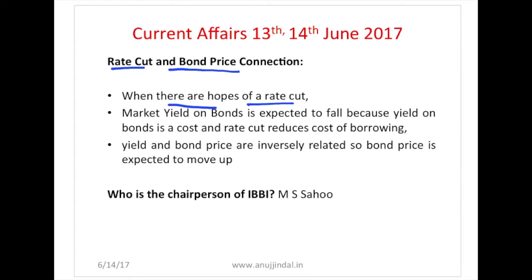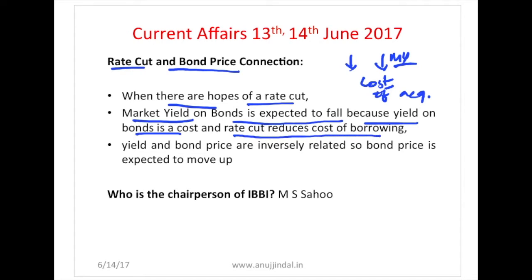When there are hopes of a rate cut, let's look at the connection. When there are hopes that the policy rates are going to go down, what happens? The market yield on bonds is expected to fall. When the rates are expected to go down, the market yield also goes down. Why? Because when the rates are expected to go down, then the cost of taking money from the market reduces, and therefore the market yield goes down, which is the interest rate which has to be paid. Because yield on bonds is a cost, and rate cut reduces cost of borrowing, therefore market yield goes down. Now you know that there is an inverse relation between market yield and bond price. So when market yield goes down, bond price goes up, and this is the connection between rate cut and bond prices.